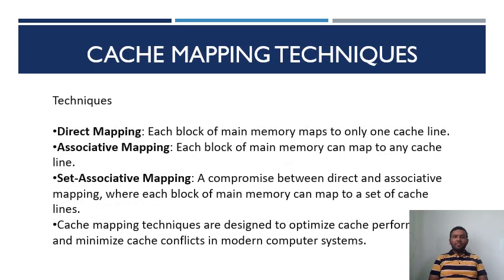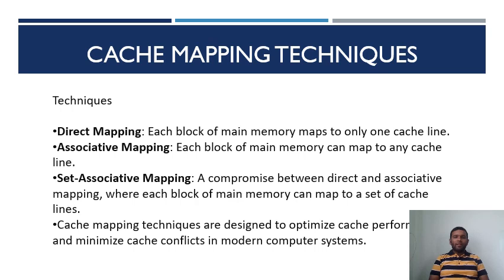Cache mapping techniques. Direct mapping: each block of main memory maps to only one cache line. Associative mapping: each block of main memory can map to any cache line. Set associative mapping: a compromise between direct and associative mapping, where each block of main memory can map to a set of cache lines. Cache mapping techniques are designed to optimize cache performance and minimize cache conflicts in modern computer systems.